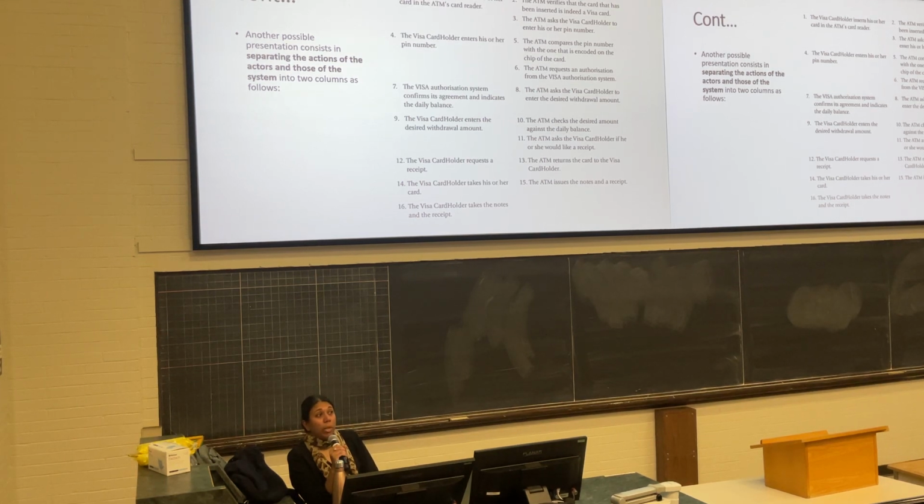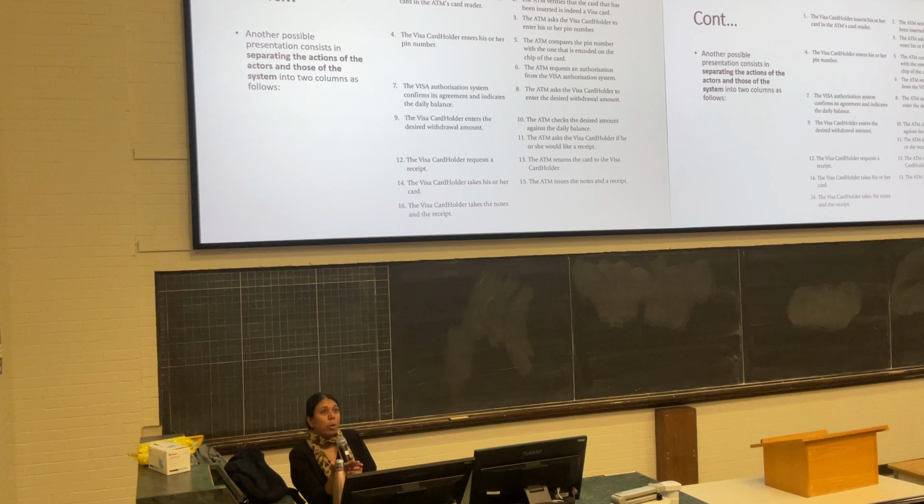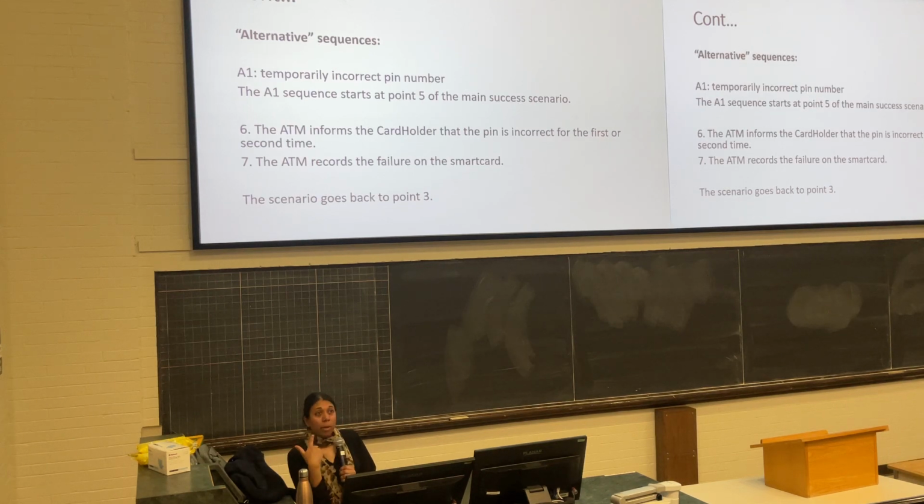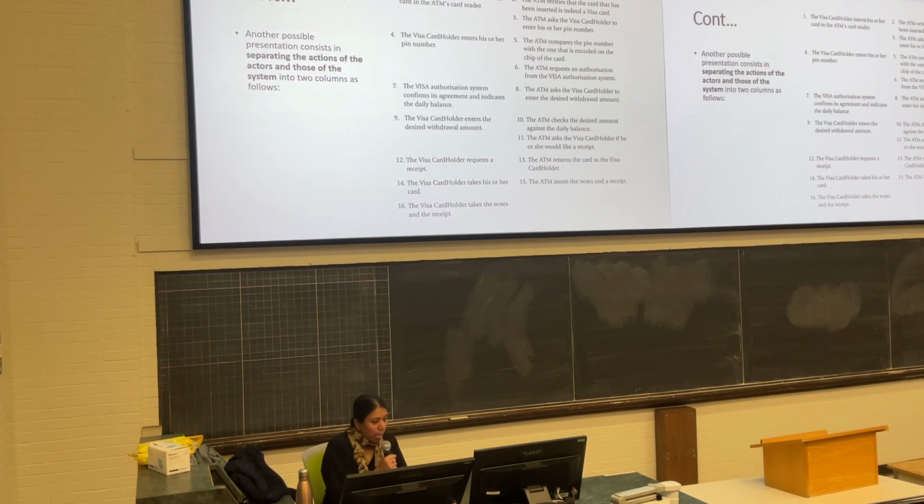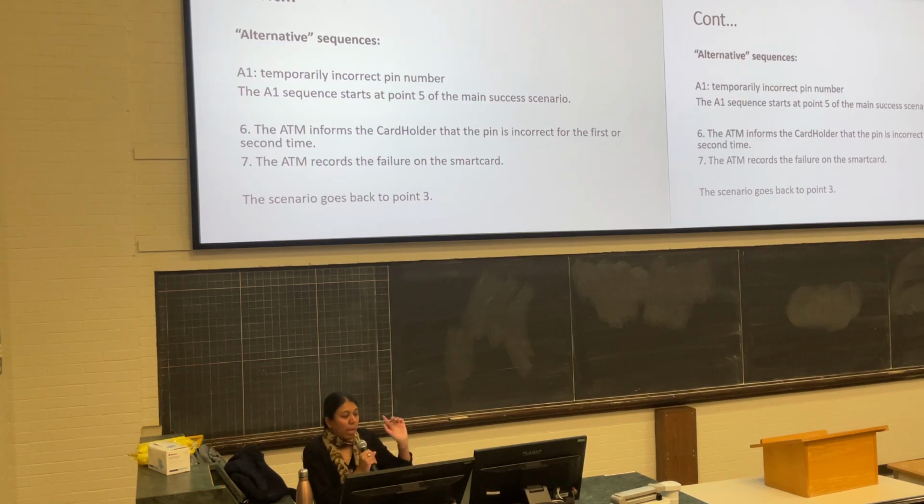Unfortunately, not everything goes according to plan, and when you are writing your use case, you have to think about all these alternative scenarios. For example, what if I have entered an incorrect PIN? So then, for example, this alternative sequence: incorrect PIN entered. You give it a rough reference number, A1, temporarily incorrect PIN number. So the A1 sequence starts at 0.5 in the main success scenario. If we go back, that means step 5, the ATM compares the PIN with the one that is stored on the chip of the card. And if this is wrong, then that scenario kicks in.